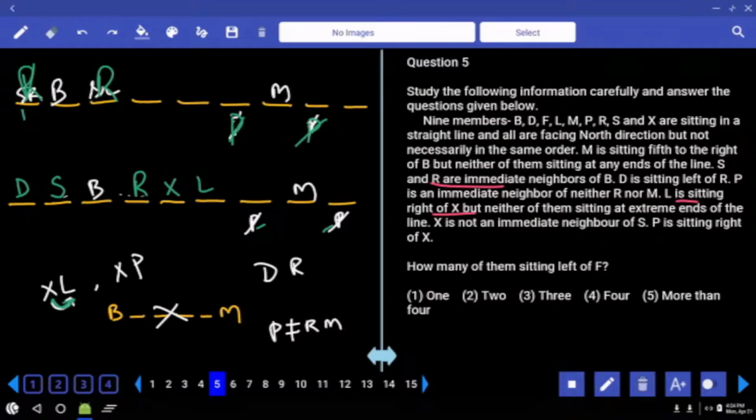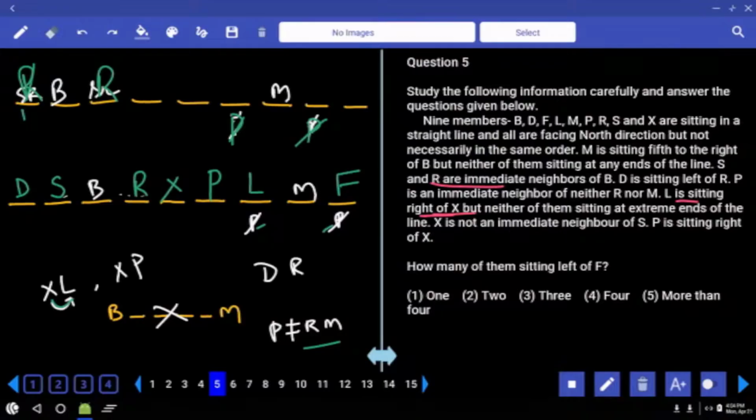And L is to the right of X, right? Immediate. L is sitting right of X, sorry. Fine. L is to the right of X, but neither of them at extreme ends. Now P cannot be at this place, and P is not an immediate neighbor of R and M. Hence P must be here. Now if P is here, L and X. Now L is here, X will be here. If L and X were here, then F is the person left over.